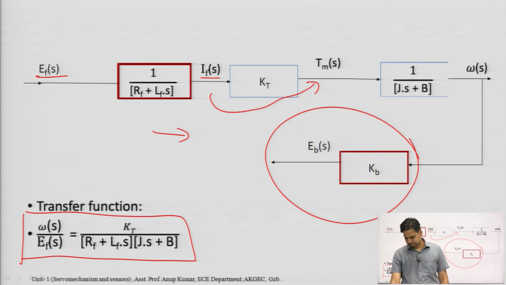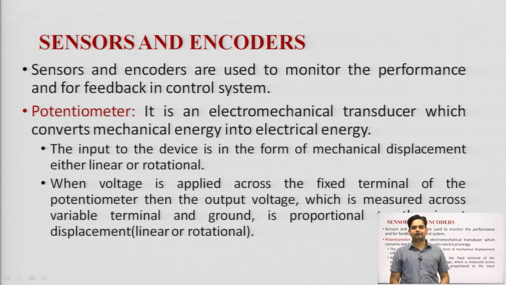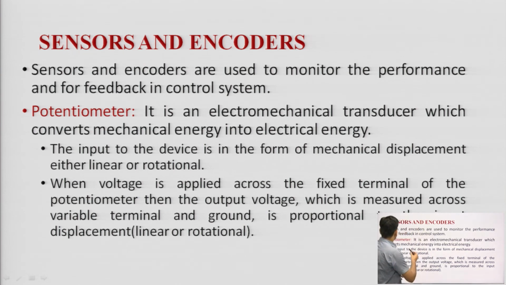Okay. Now, we will see our next topic, that is sensors and encoders. Generally, we have to use sensors and encoders as a feedback element in a control system. Now we will see the basic types of sensors we generally use in control systems. Whenever you see the feedback element, it consists of sensors and encoders.